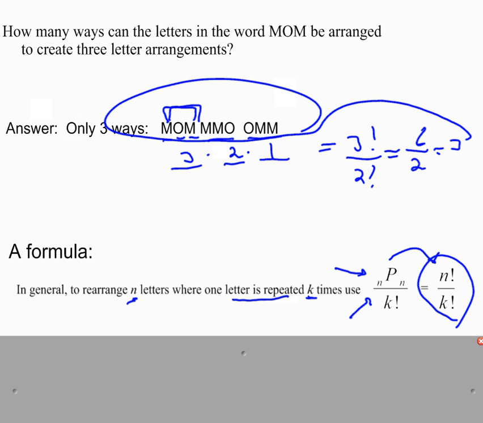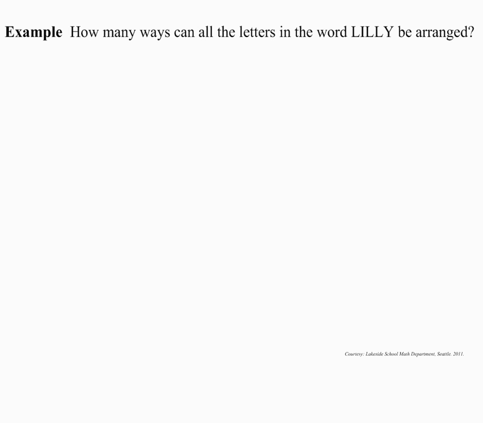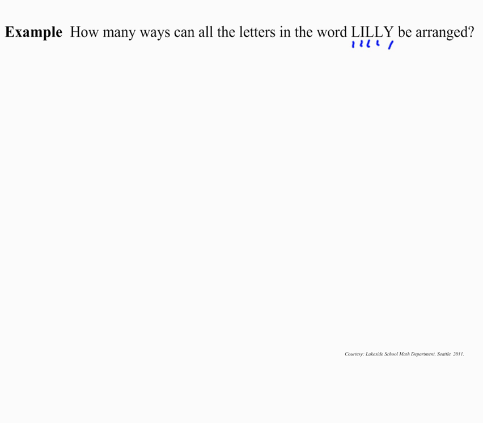Let me give you an example. I want to write that one down. How many ways can the letters in the word lily be arranged? Well, there's 1, 2, 3, 4, 5 different letters. There's 5 different letters. So I'm going to start with 5 factorial, but the letter L is repeated 1, 2, 3 times. So I have to divide by 3 factorial.